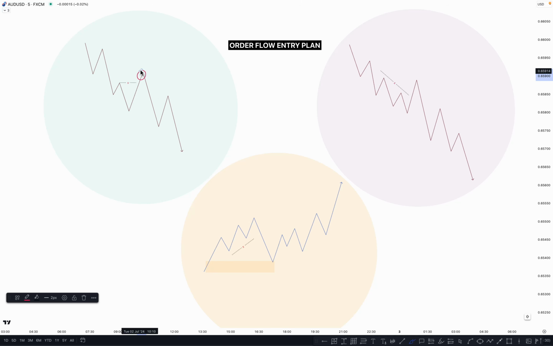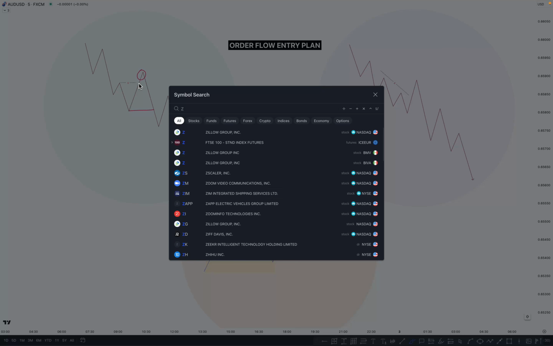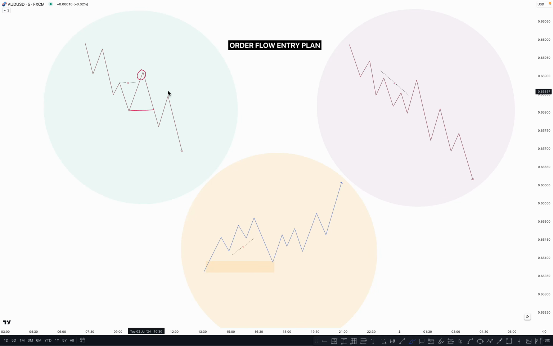After taking out the inducement here, the market pushes downside and breaks this low. So we can plan here for the sell on this order flow. Why? Because this order flow has already taken out the liquidity, so we can use this zone as a strong zone for the sell here. Right, so this is our first scenario.